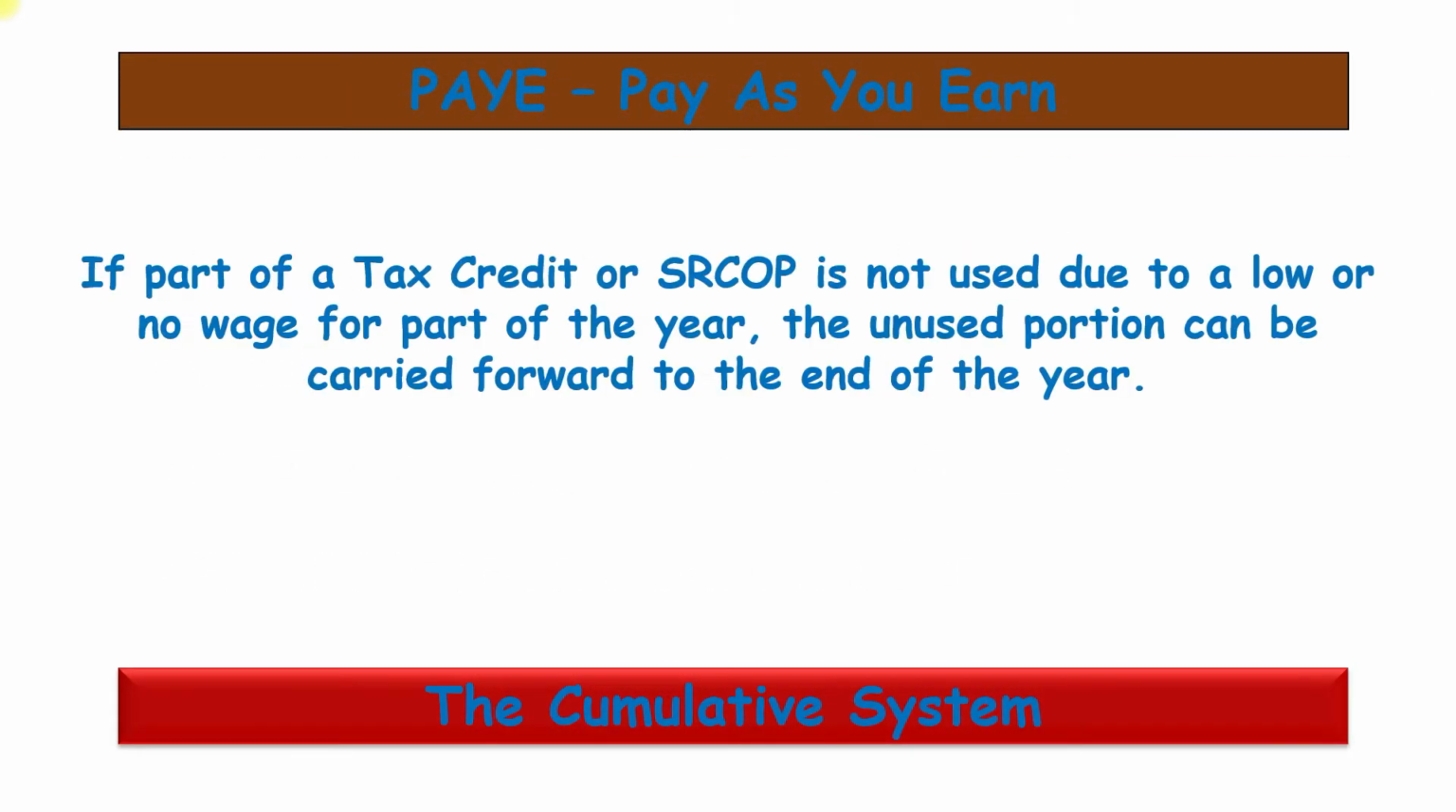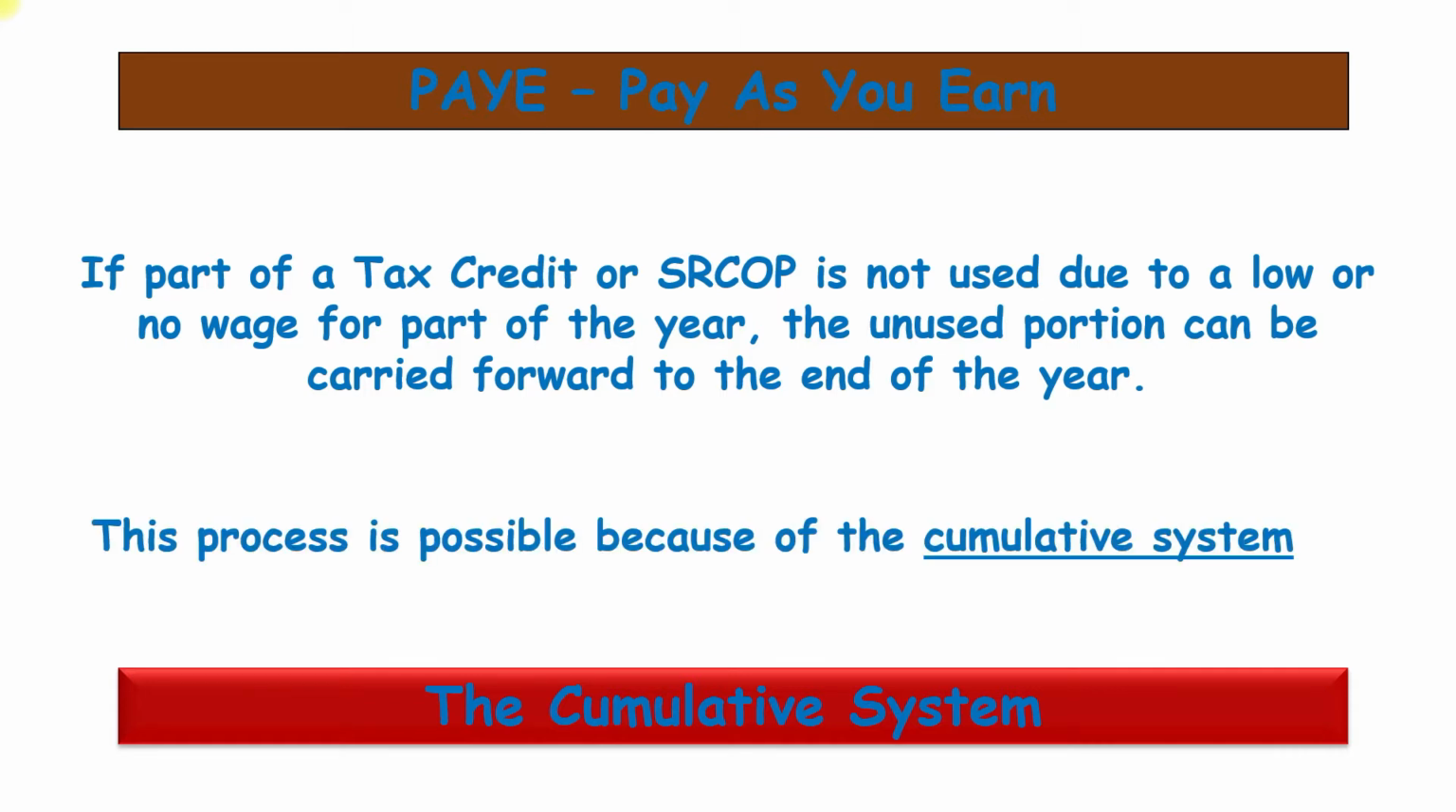Previously we saw that an unused part of the tax credit can be carried forward and used later in the year if required. This is made possible by the cumulative nature of the system. In this section we will explore the cumulative payroll system.